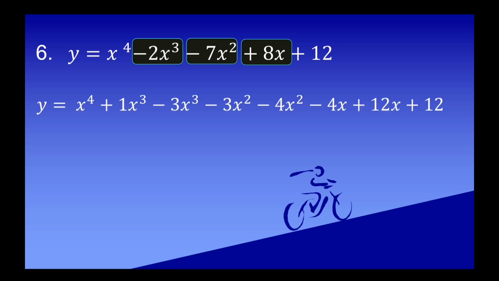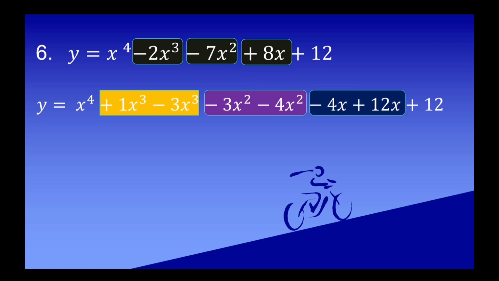Let's express negative 2x cubed in the sum of 1 and negative 3. 1 minus 3 is negative 2. Okay, negative 2x cubed is equivalent to 1x cubed minus 3x cubed. And negative 7 can be expressed as negative 3x squared minus 4x squared, since negative 3 minus 4 is negative 7. And for 8x, negative 4x plus 12x, that is negative 4 plus 12, that is positive 8.